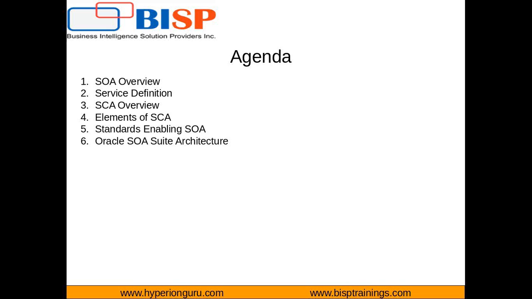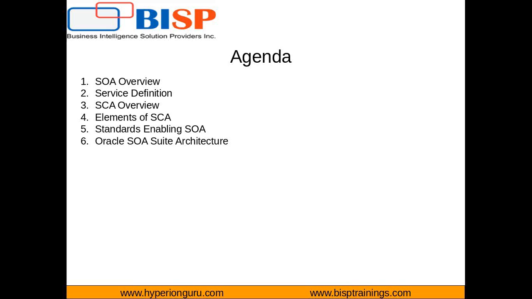which is a component architecture, which is a guideline, a specification which is given. So we'll talk more about that. We'll talk about the elements of SCA, which help tie up into SOA. We are going to look at standards which enable SOA, how a SOA is prescribed and it is built. And at the end, we are going to have a look at the Oracle SOA suite architecture in general and move ahead, end the day with that information.